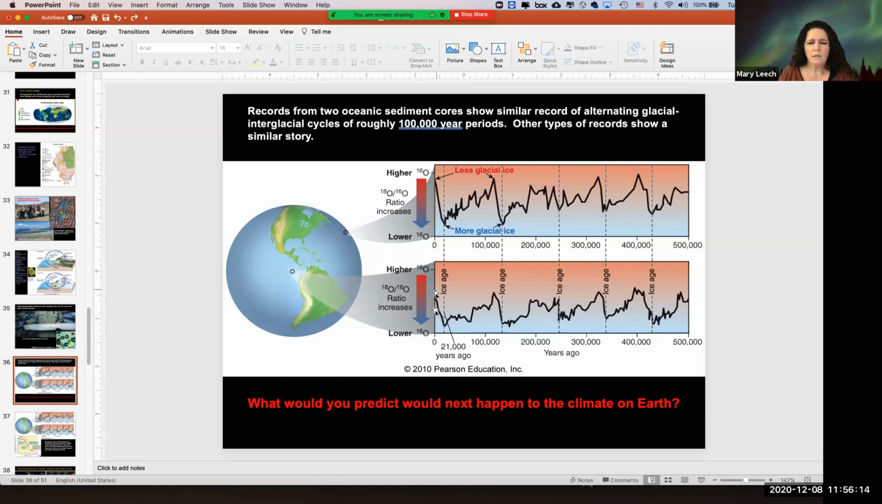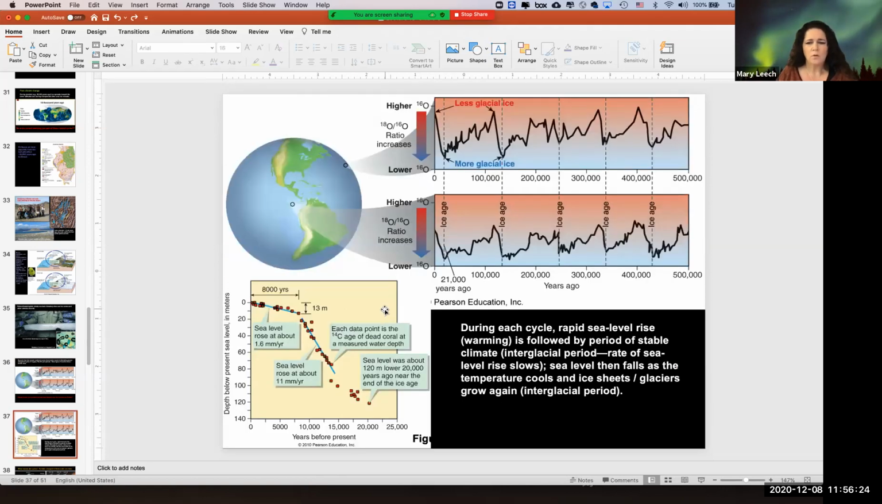Notice where we are today. We're sort of in between, going towards a higher O16 value. So this is depth below present sea level in meters, and this is years before present. We've got today, 5,000 years ago, 10,000 years ago, and we can use these cycles to look at sea level rise.